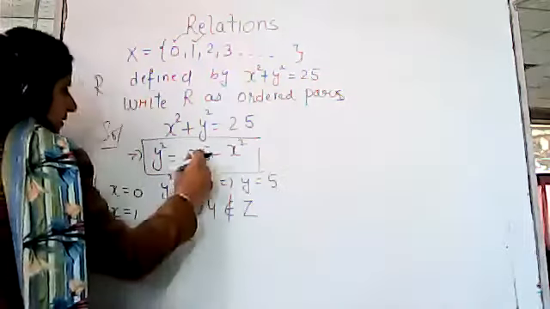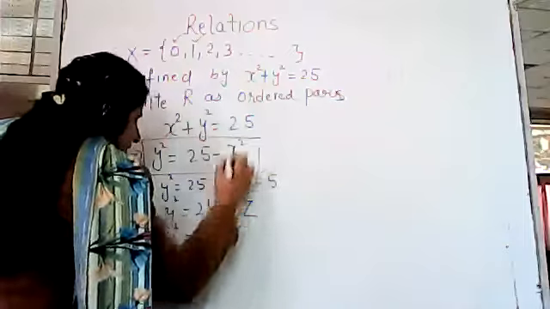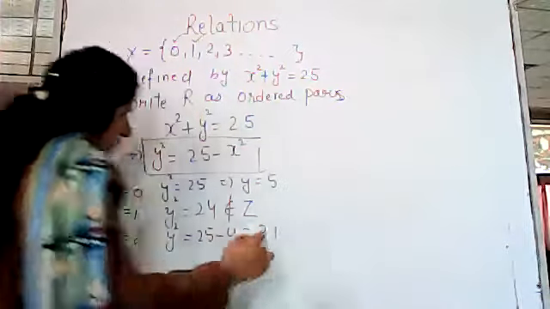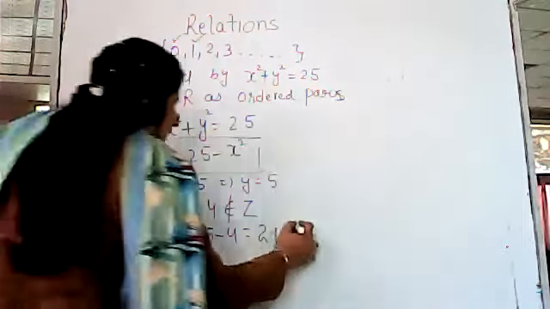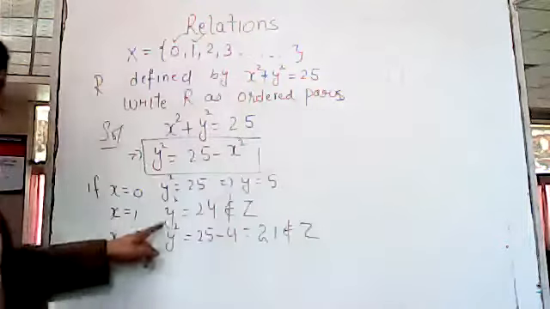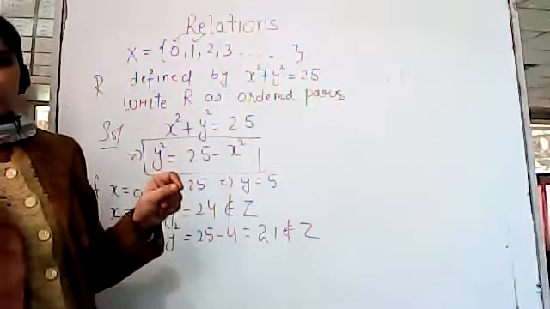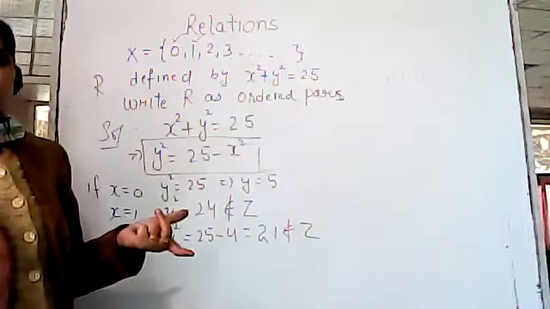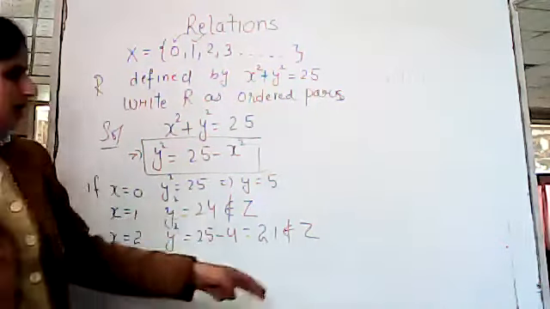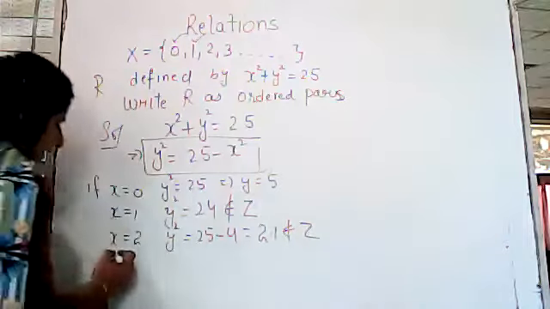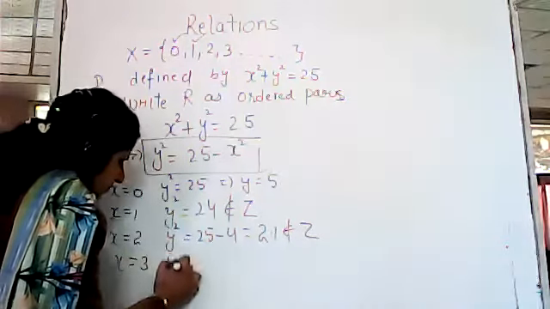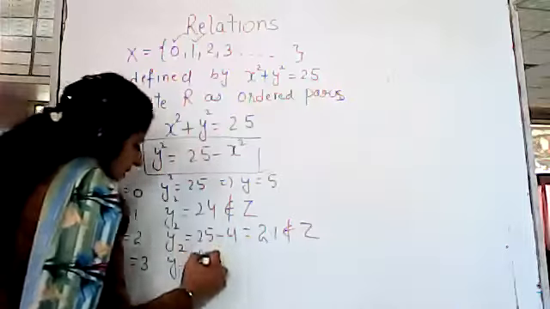So reject this value. Next is x is equal to 2. So what is y square? 25 minus 4 is equal to 21. Again, this doesn't belong to the set of integers. Y square is equal to 21 means y is equal to under root of 21. Again, this doesn't belong to the set of positive integers. So leave this value.